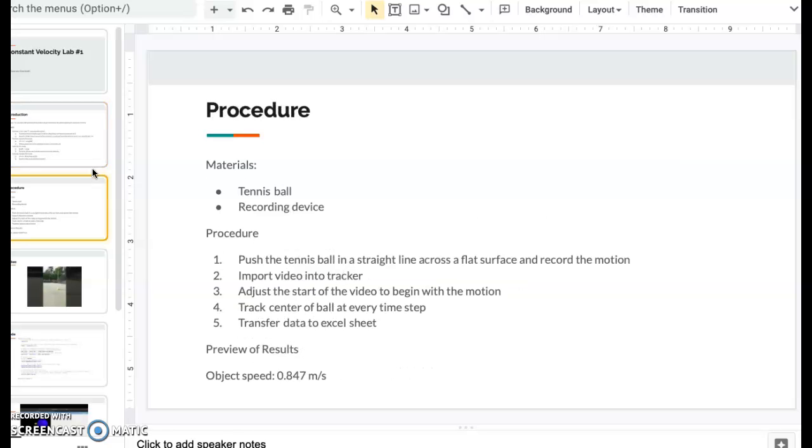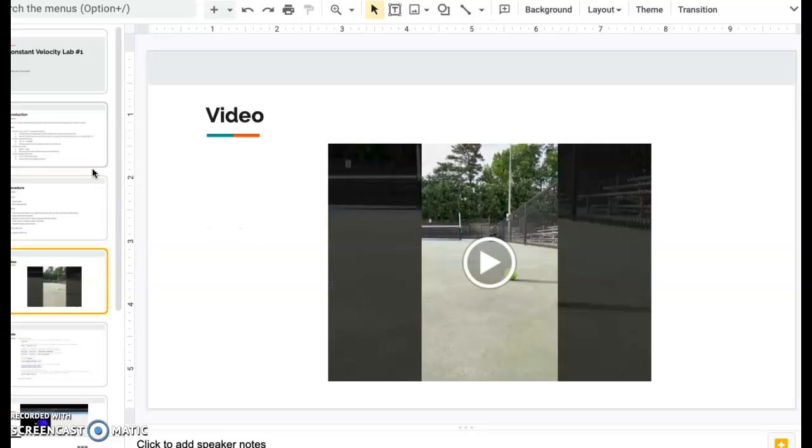So the procedure of this lab: materials required, in my video at least, are a tennis ball and a recording device. The procedure is to push the tennis ball in a straight line across a flat surface and record the motion. Then you import that video into Tracker, adjust the start of the video to begin with the motion, and track the center of the ball at every time step. Transfer this data to the Excel sheet and you can use it to compare to the model that you have created computationally. As a preview of the results, the object speed is 0.847 meters per second. Now I will show you the video that I created.